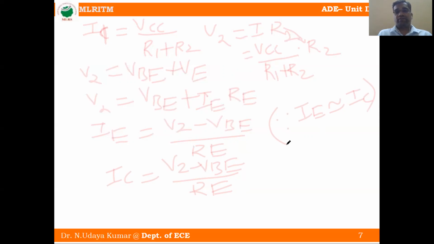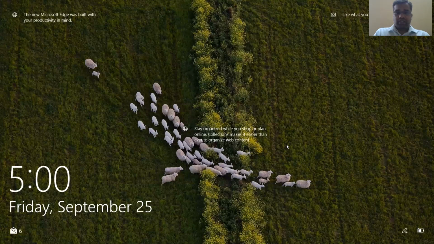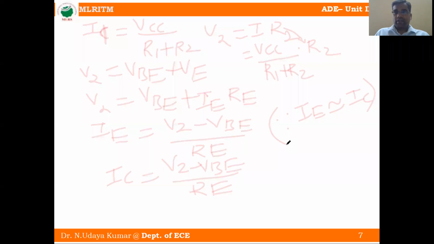So 95% of electrons cross the junction and are collected by the collector. That's why emitter current is equal to collector current. Okay. So IC is equal to V2 minus VBE by RE. Collector current is equal to this, this is the equation.